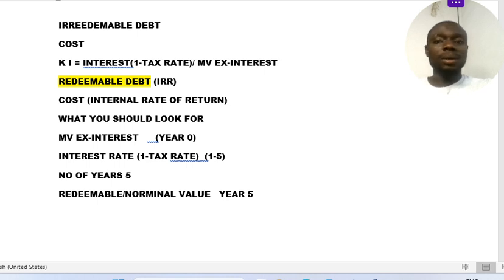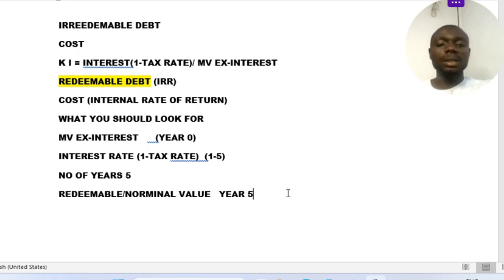In my last video, I was able to explain irredeemable debt as the cost of debt, and also redeemable debt, the cost of redeemable debt using internal rate of return. Now, when we see a redeemable debt in every question or in a real life situation, to calculate the cost of that debt is to use internal rate of return. And I've explained all this in my last video.